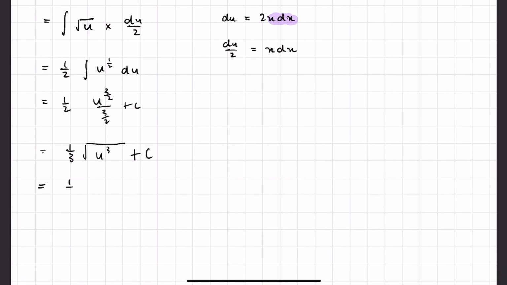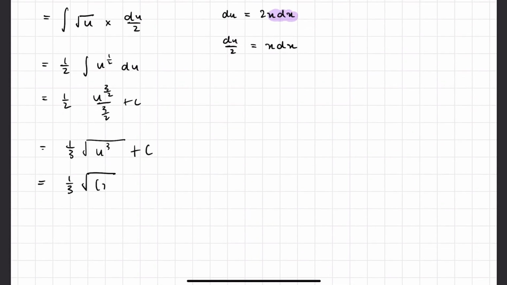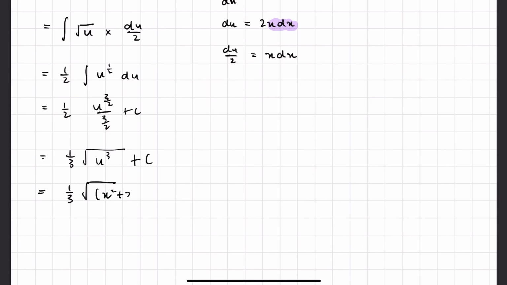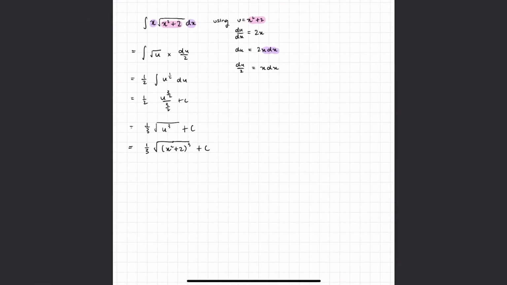Last thing is substitute back in. Okay, so what was that? x squared plus 2, yep, cubed plus c. And that's the answer to that question.